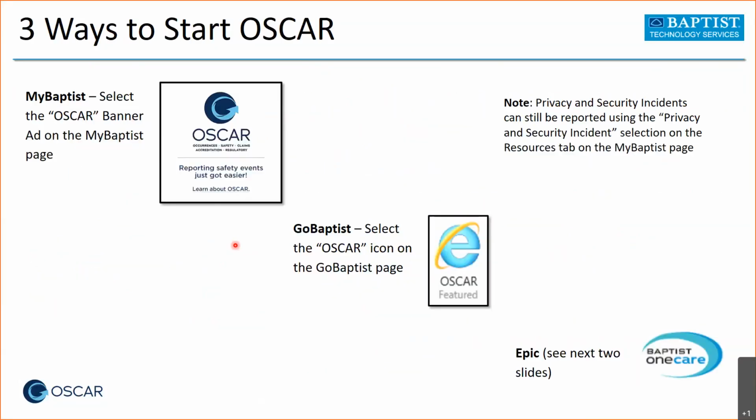There are three ways to start Oscar. My Baptist, a banner ad will show on all My Baptist pages, or from Go Baptist, an Oscar link will appear. Today we're going to look at Epic. How do we start Oscar from Epic and enter a patient event?